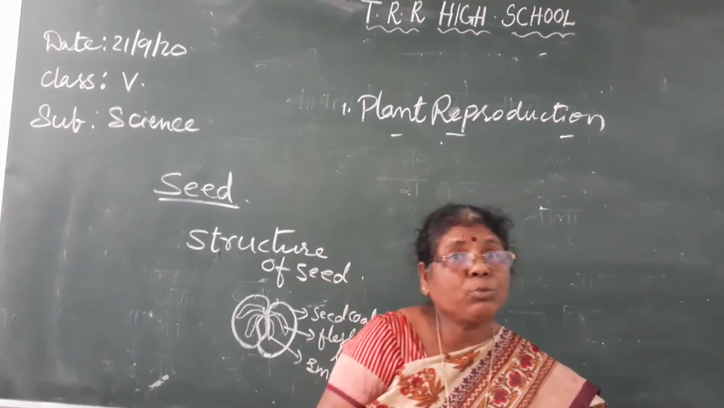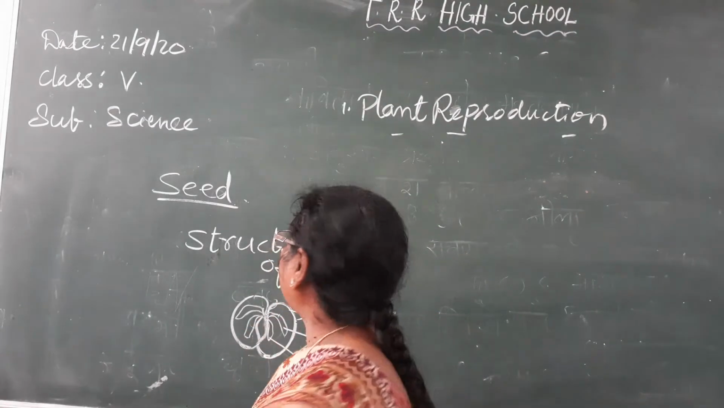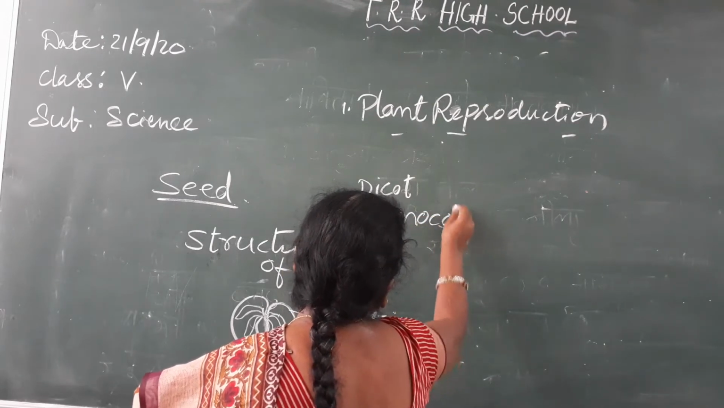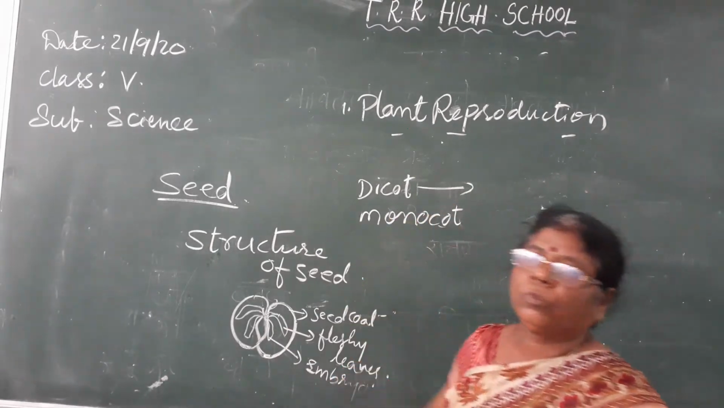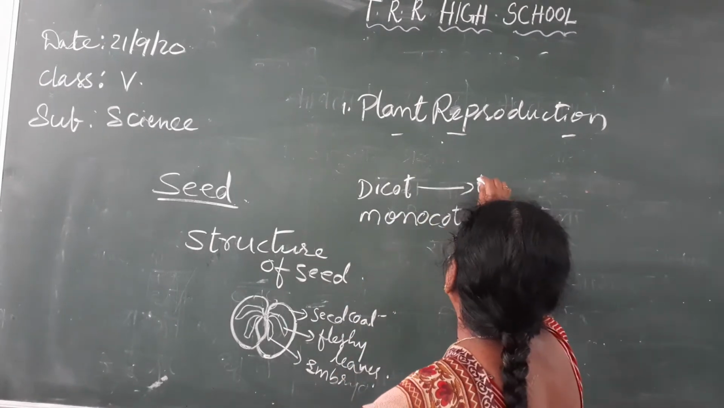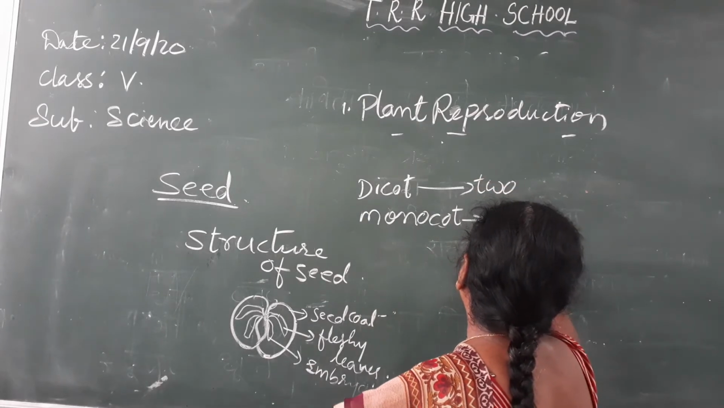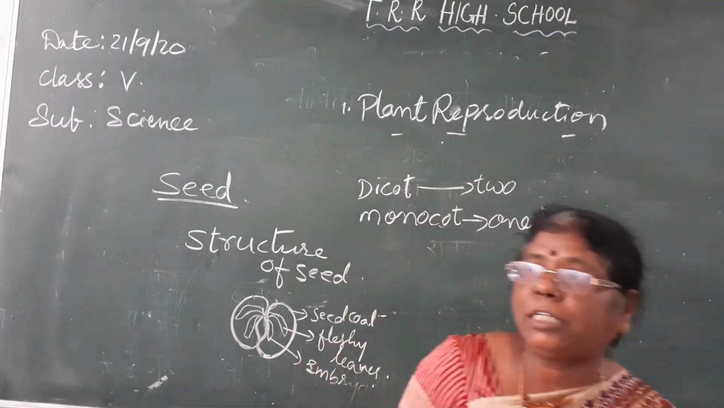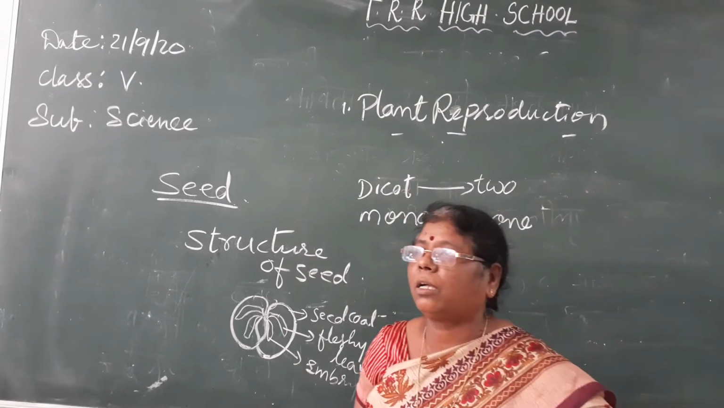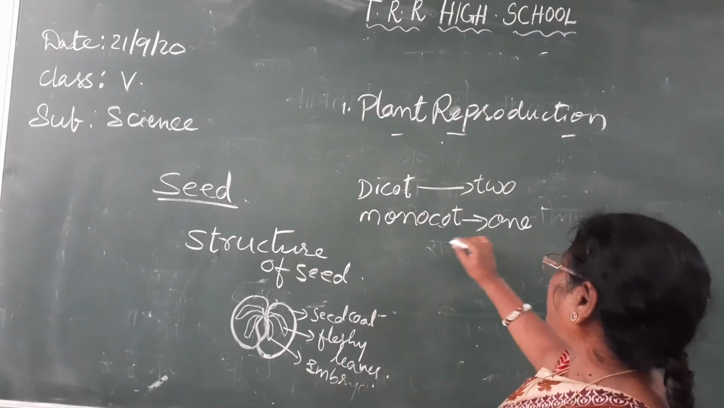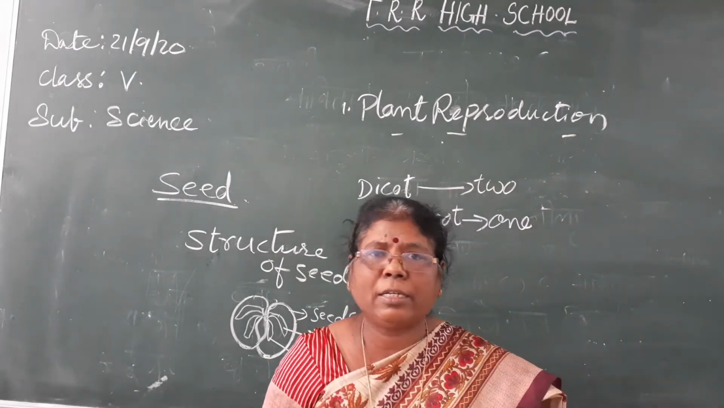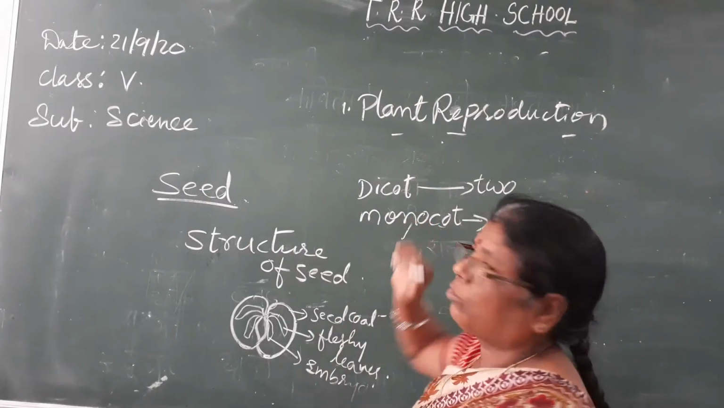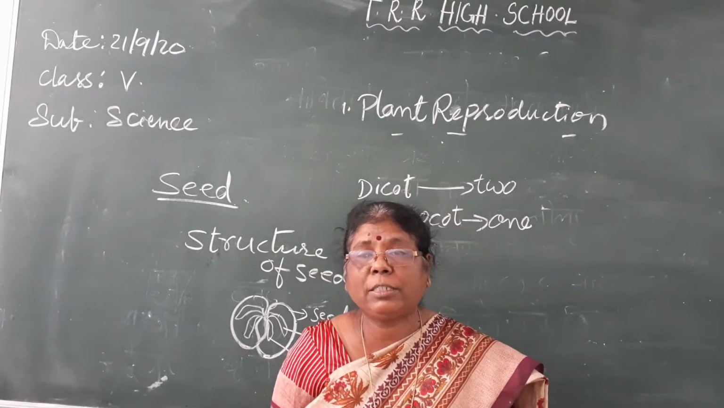How many types of seeds have we studied? Two types. What are they? Dicot and monocot seeds, already we have discussed. In dicot seeds, two cotyledons are present, and in monocot seeds only one cotyledon is present. Di means two, mono means one cotyledon. Take the example of mango and tamarind; these are examples of dicot seeds. Monocot seeds are all the cereals: rice, wheat, jowar, bajra, corn. All these are examples of monocot seeds. Okay, fine, children.